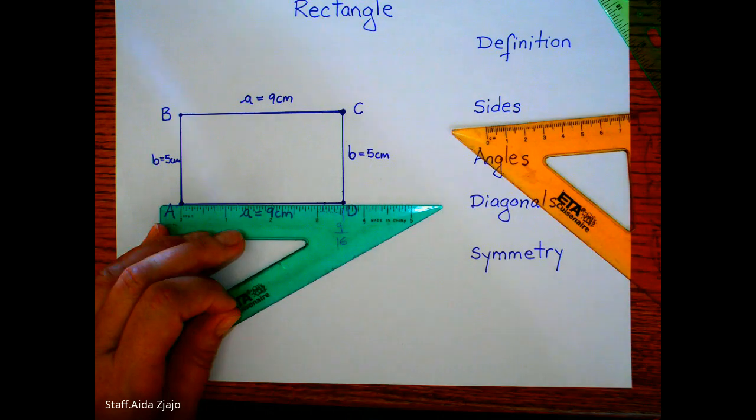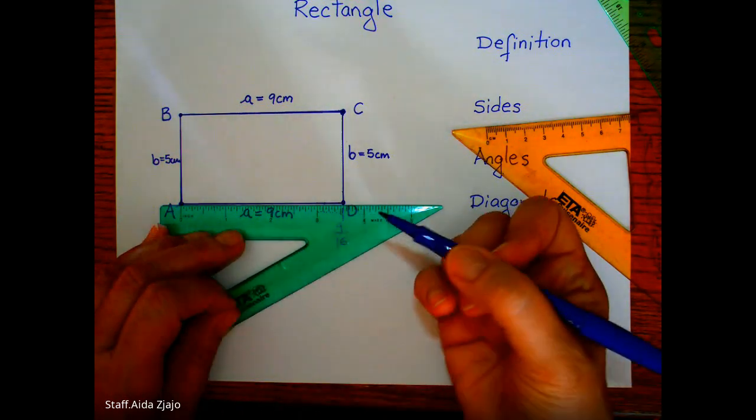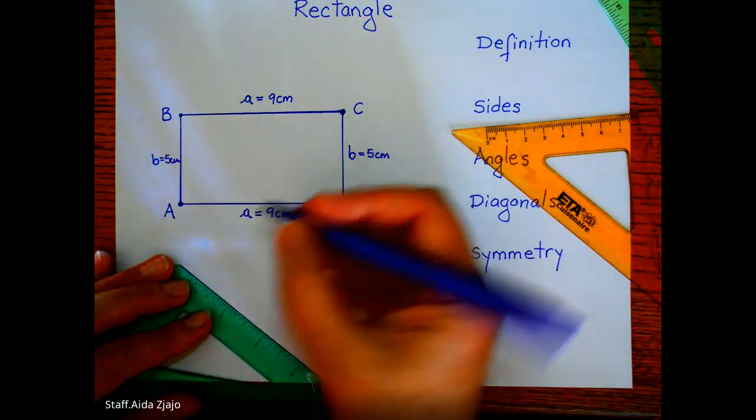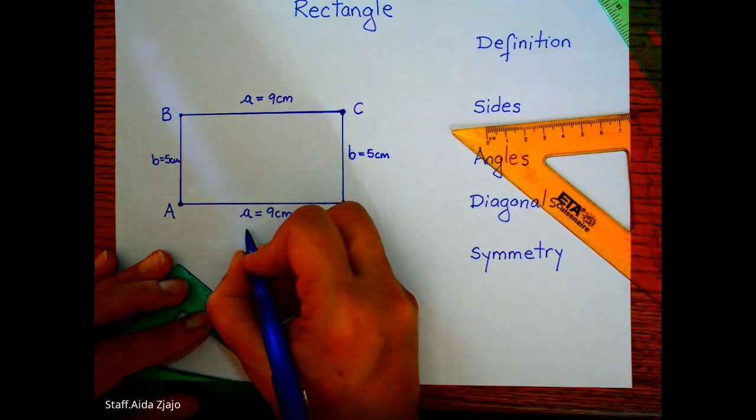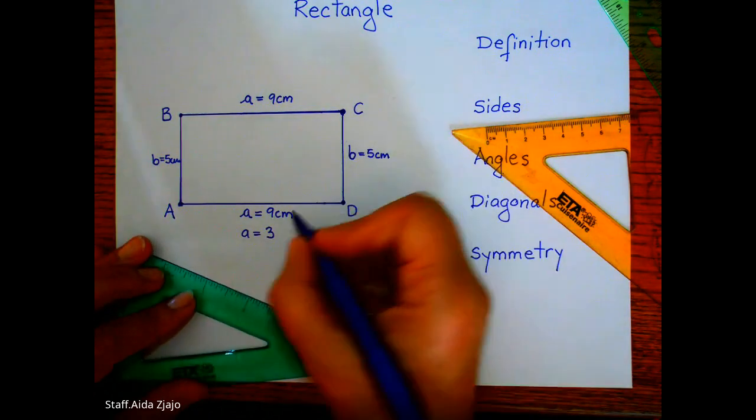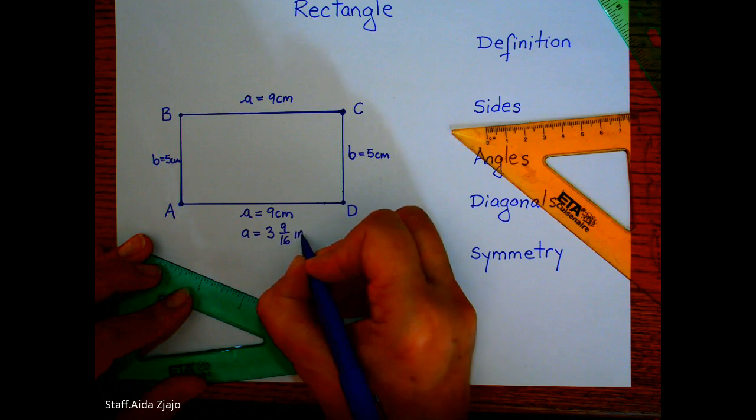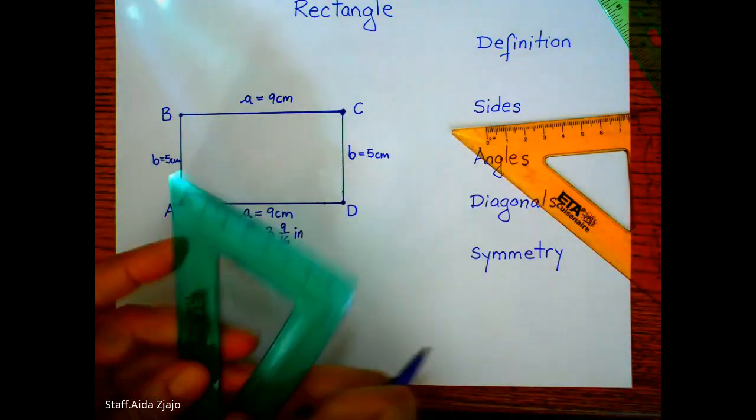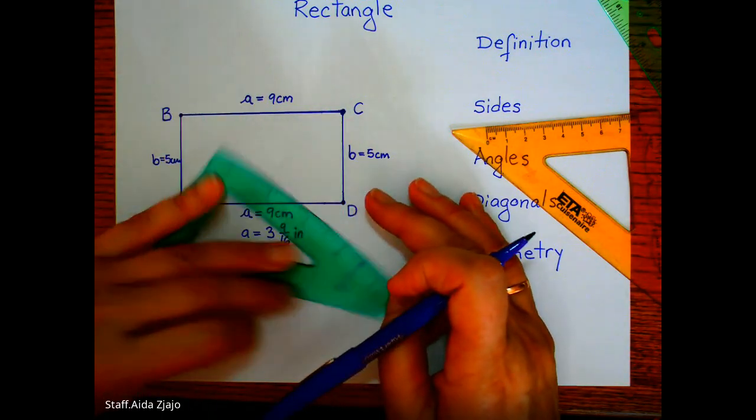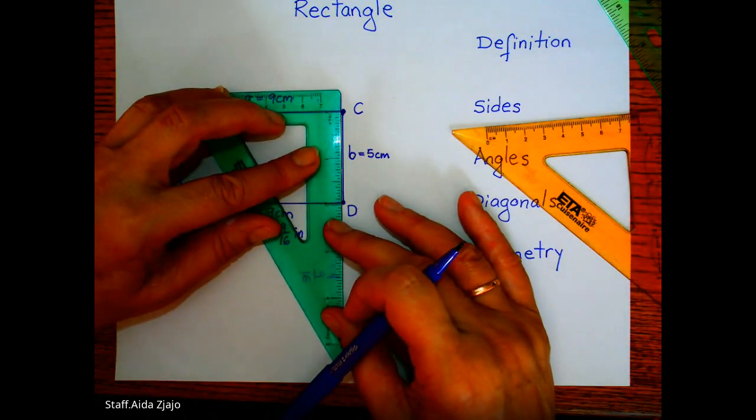So you could say that a is equal to 3 whole inches and 9/16 of another inch. So a is also equal to 3 and 9/16 of an inch. And b, which is 5 centimeters, would be approximately that if I measure in inches.